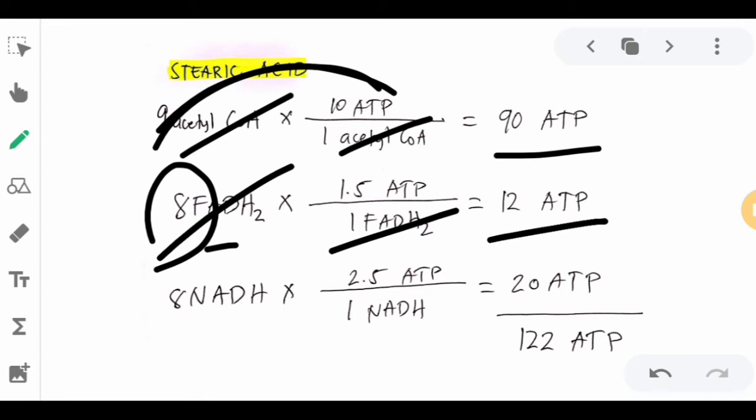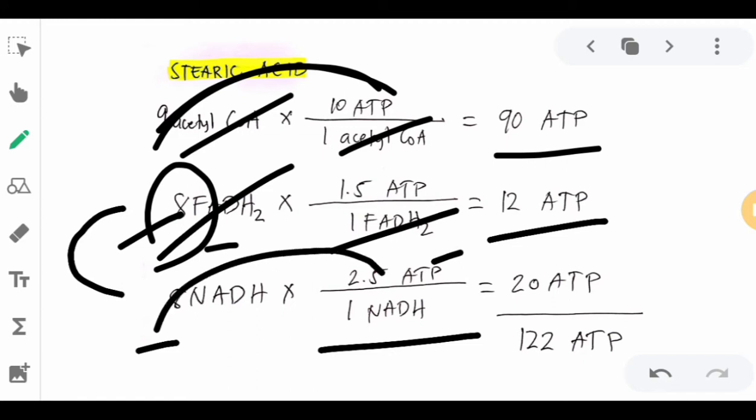The number of FADH2 and NADH is the same. If this is 8, this is 8 as well. So 1 NADH will produce 2.5 ATP. 8 times 2.5 is 20 ATP.